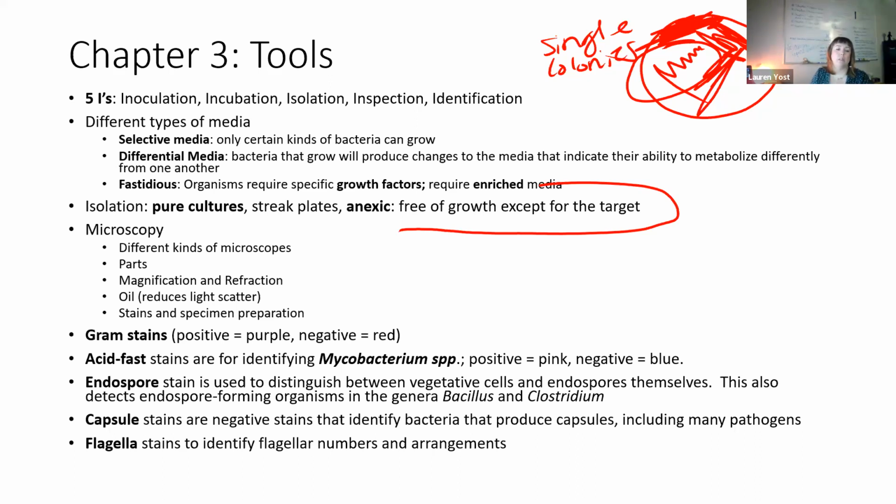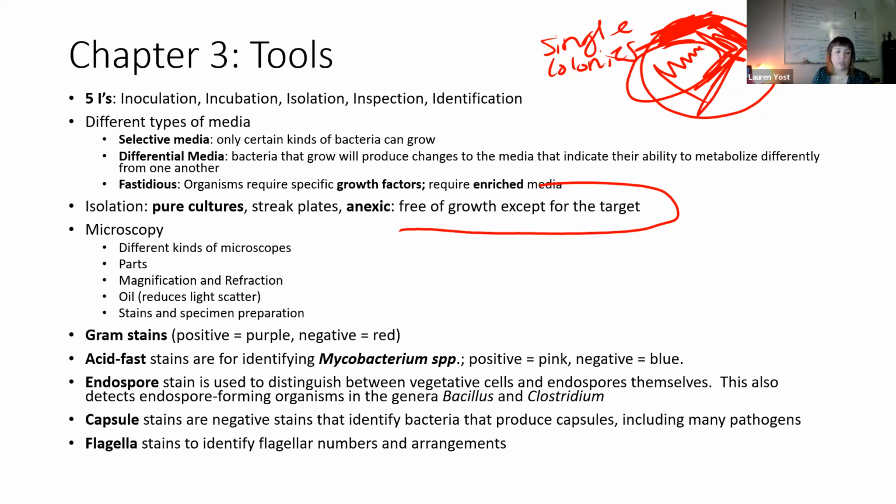Endospore stains will allow us to see the difference between vegetative cells and endospores, which are protective structures that cells make to protect their genetic material in harsh conditions. That will include the genera Bacillus and Clostridium. And then we have capsule stains that will identify bacteria that produce capsules, which are for evading phagocytosis, which is very important in pathogenic organisms.